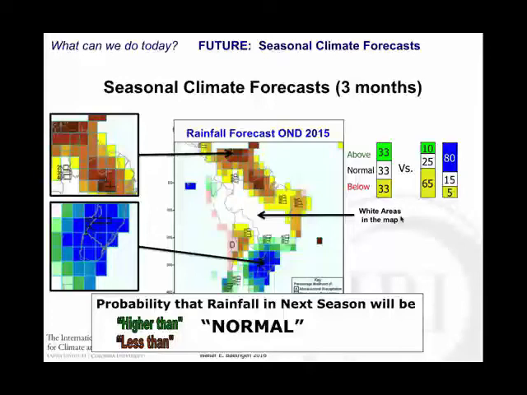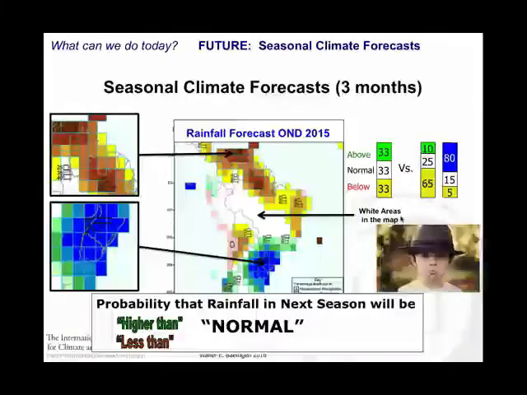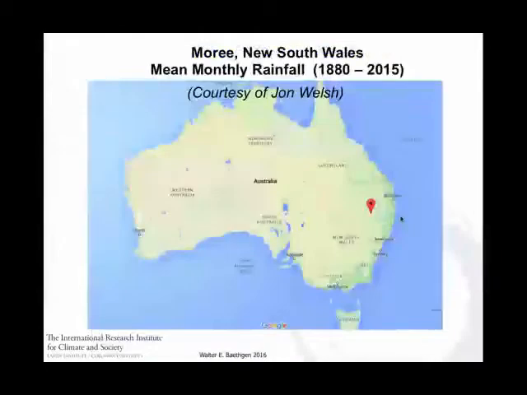Basically, what is the probability that the rainfall in the next 3 months will be higher than normal, around normal, or less than normal? Now, when people understand that this is the information you get from a seasonal forecast, their first reaction is huge disillusion. Basically, you are using supercomputers, using some of the brightest brains in the world, and this is what you produce. Now, I want to show you something that may change that perception.